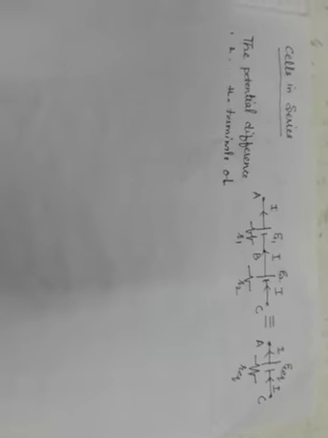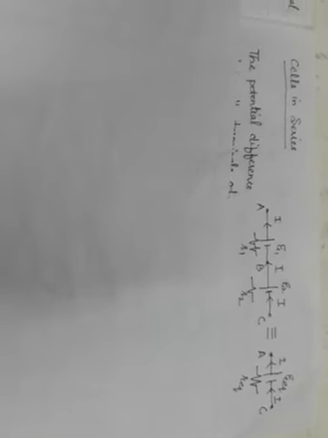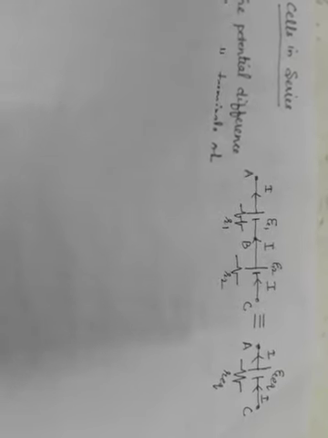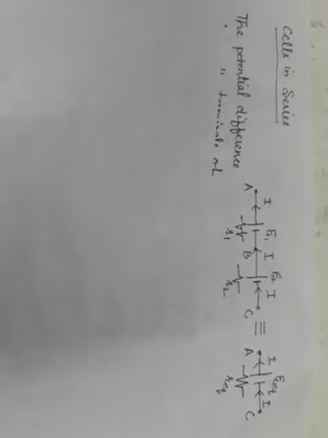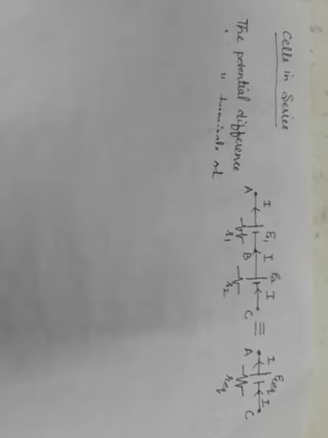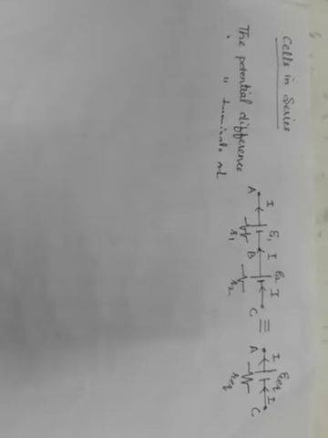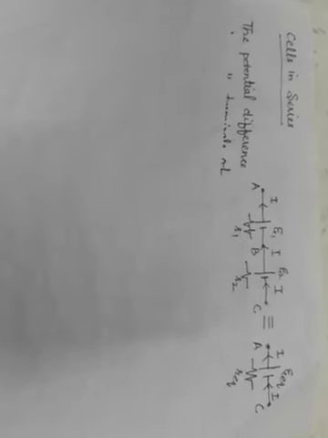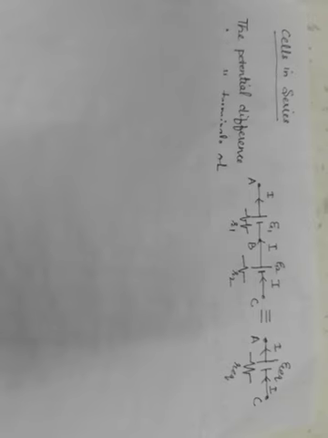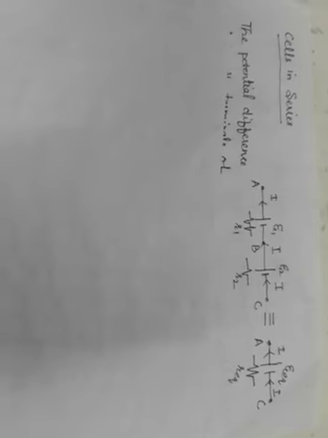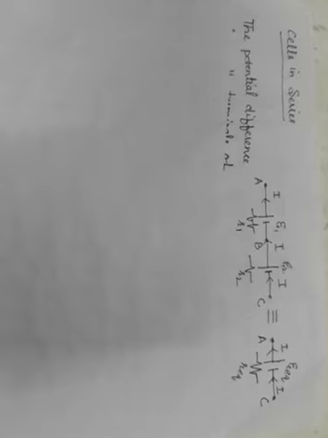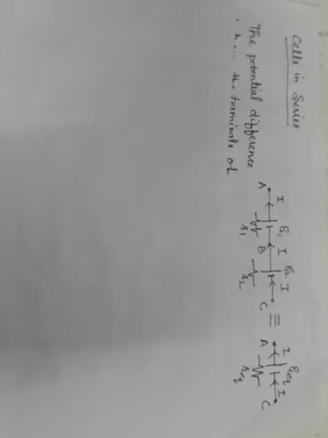Now, switching over to the next topic, the combination of cells in series. Here I have taken two cells of EMFs E1 and E2 and internal resistances small r1 and r2, which are connected in series. In series means the negative terminal of one cell is connected to the positive terminal of the other, and the negative terminal of the second cell will be connected to the positive terminal of the third cell. Here, for simplicity, I have taken two cells, and later on I will generalize the result.